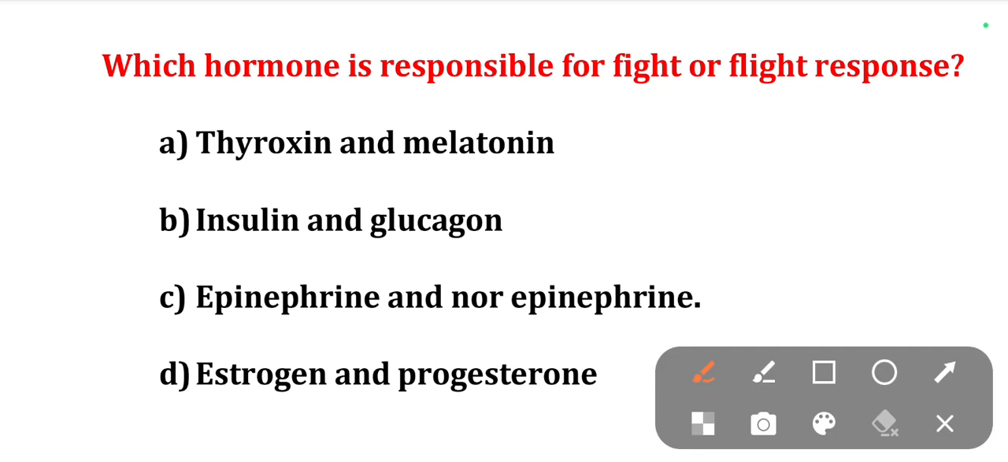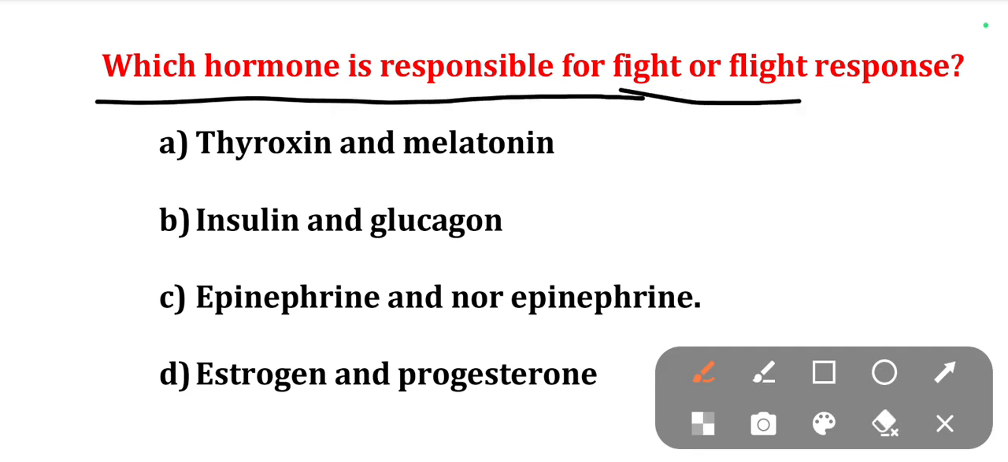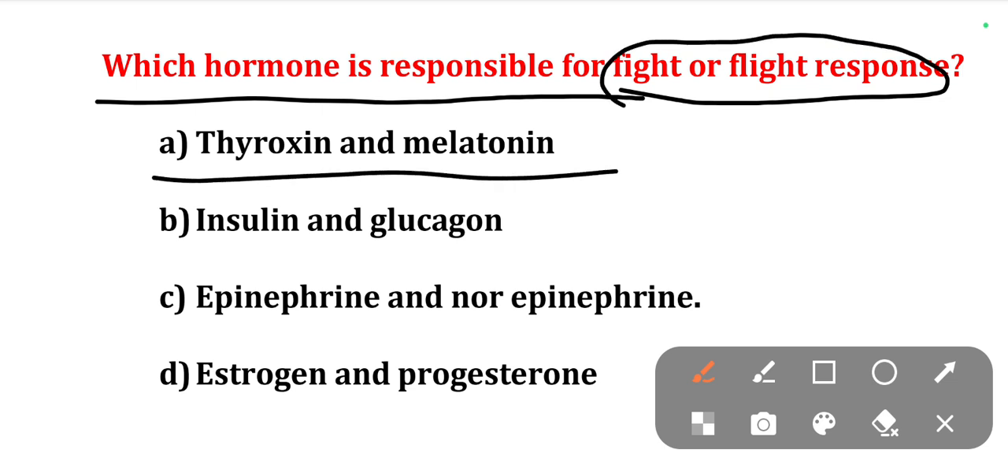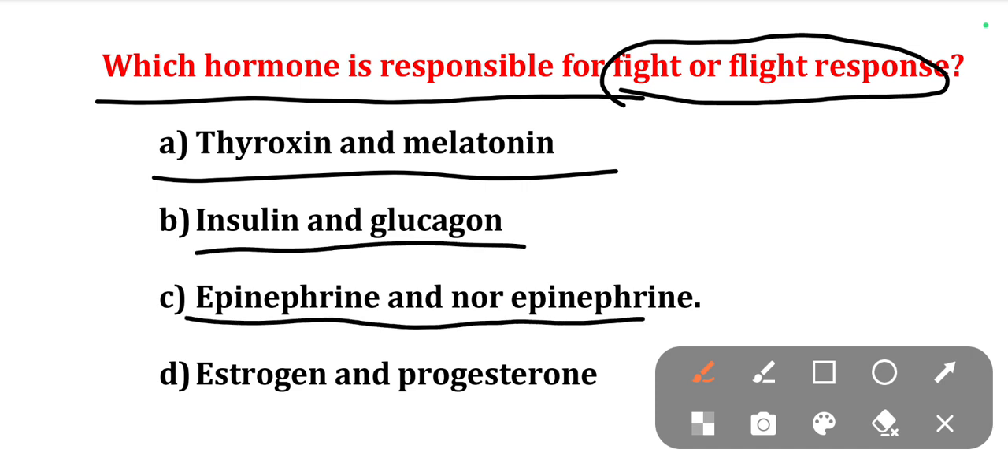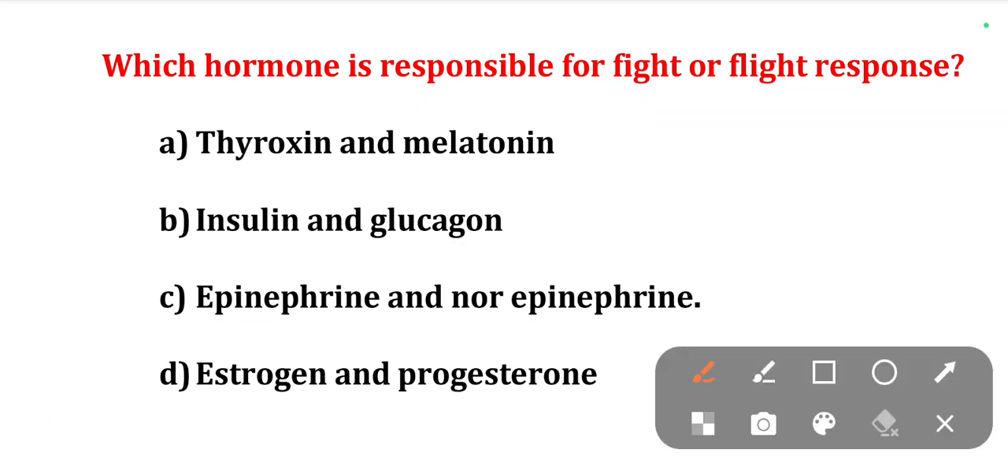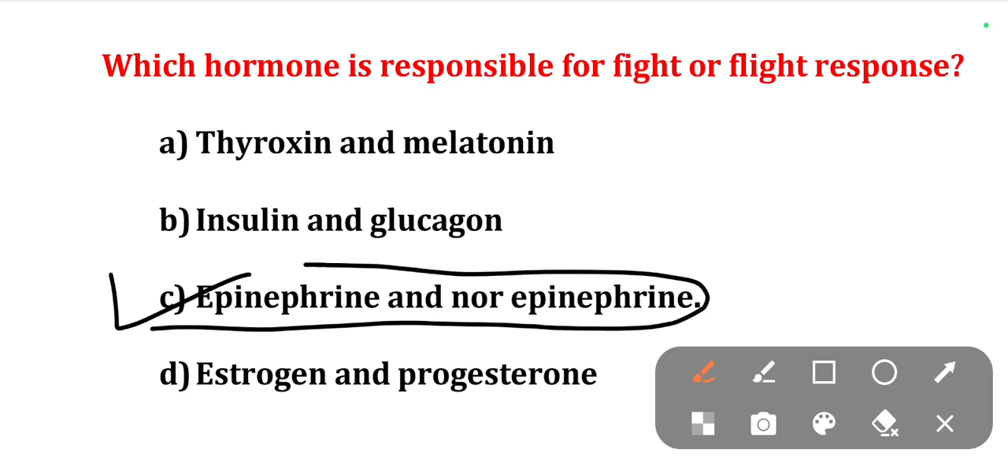So the next last question is which hormone is responsible for fight and flight response? Options: thyroxine and melatonin, insulin and glucagon, epinephrine and norepinephrine, estrogen and progesterone. The right one is option C. Epinephrine and norepinephrine is also called the fight or flight response.